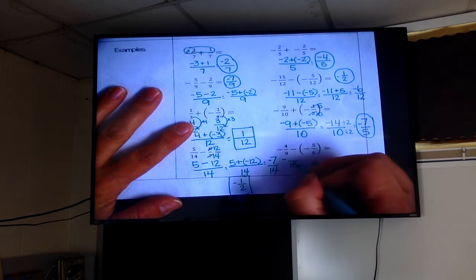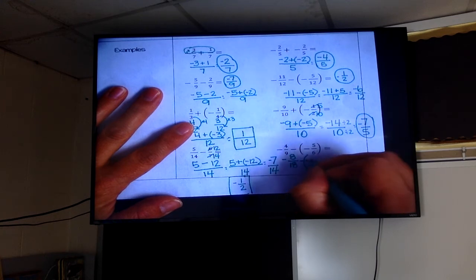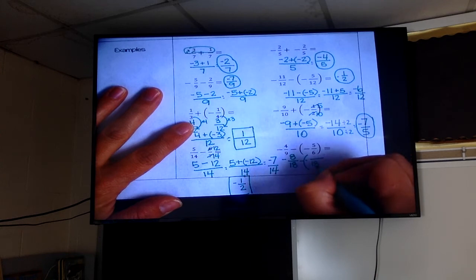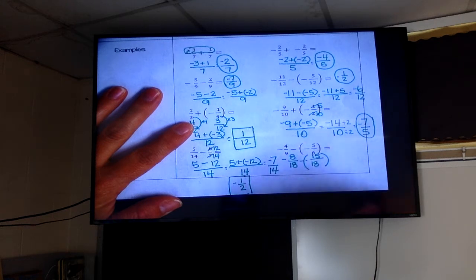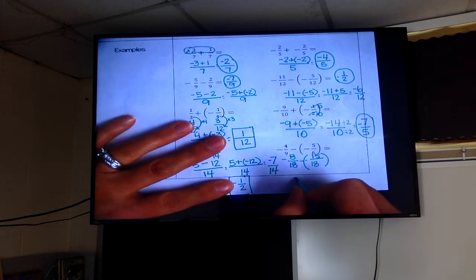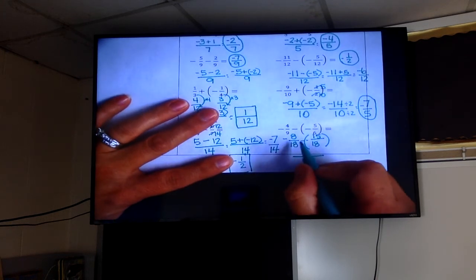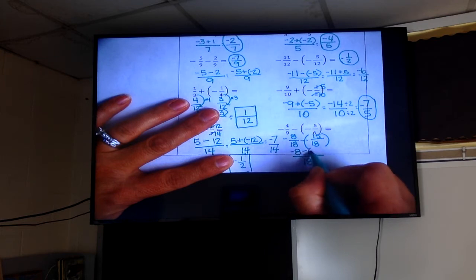Okay, so I said 9 times 2 gave me 18. 4 times 2 then is 8. Minus, in parentheses, a negative. 6 times 3 gave me 18. 5 times 3 is 15. So we have the common denominator of 18. Now we're going to take everything and move it to the top. So I have negative 8 minus negative 15.